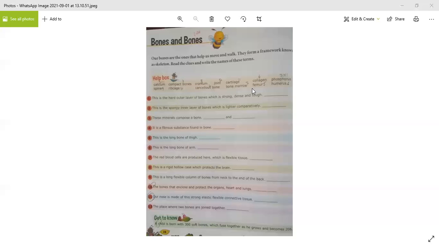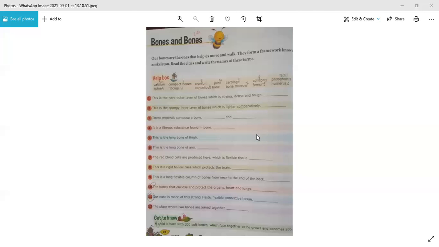You just touch your thigh. You will feel that there is a long bone in your thigh. So what is the name of that long bone that is found in our thigh? That is femur, FEMUR. Now you touch your arm. In your arm, you will be able to find a long bone. What is that long bone known as? It is known as humerus, HUMERUS. See, there is a place where red blood cells are produced, and this is a very flexible tissue. What is that? This flexible tissue is bone marrow.